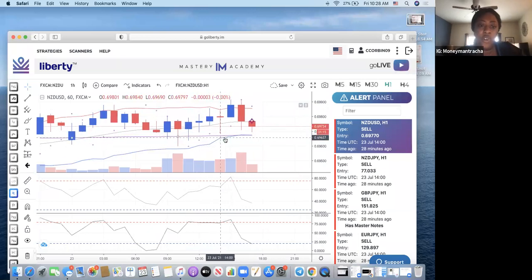So indicators fall into categories, and typically these categories will be trend, right? So you have trend indicators, which tell you is price above the trend right now, is price below the trend right now.